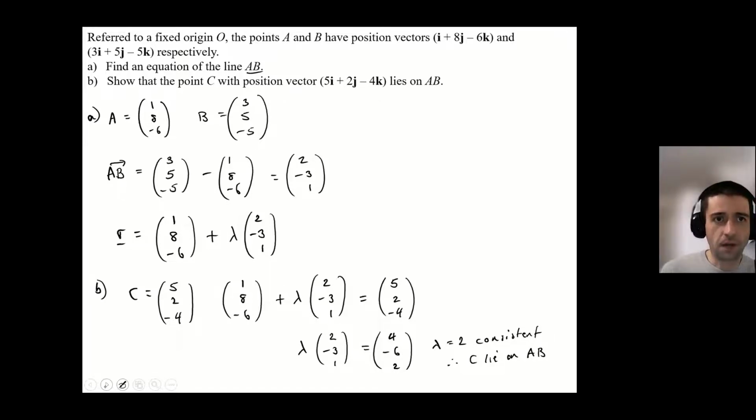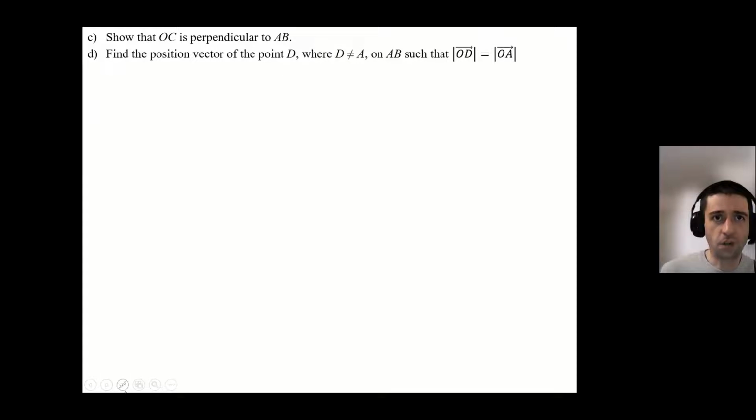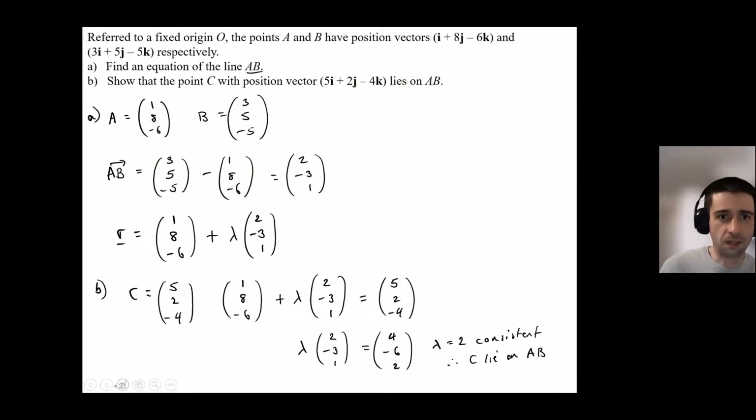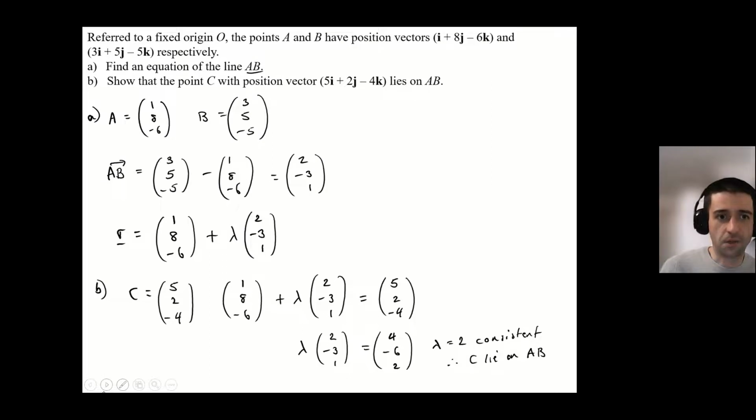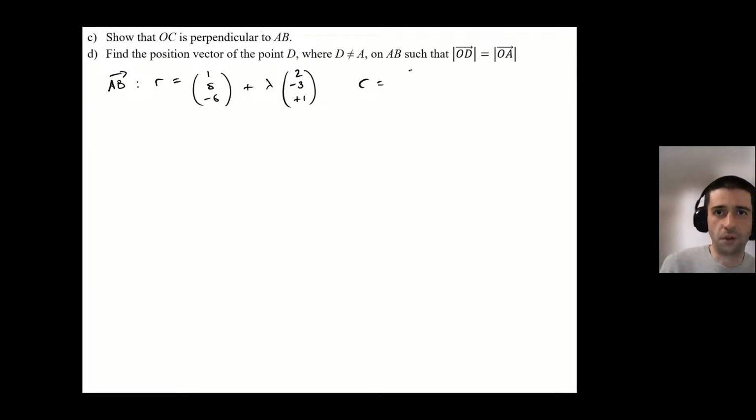Right, now moving on. So part C, we have to show that OC is perpendicular to AB. So I'm just going to jot down that the vector equation of the line through A to B was r equals 1, 8, negative 6 plus lambda 2, negative 3, 1. Just check, note 2, negative 3, 1. Let's just cheekily change that. There we go. And the point C was 5, 2, negative 4. So let's just jot that down here before we carry on with it.